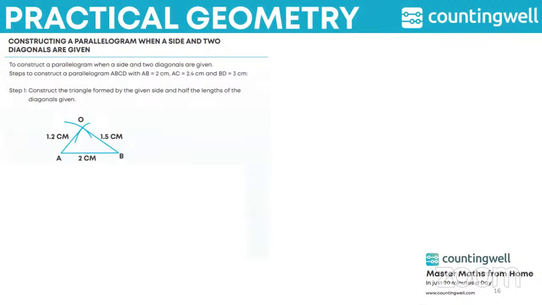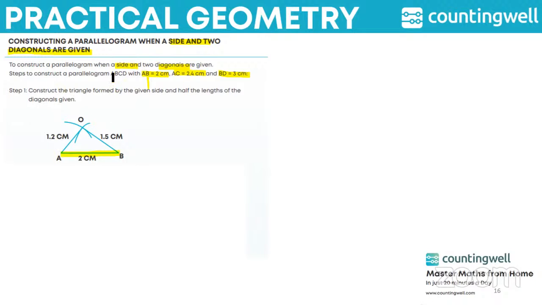Now let us see constructing a parallelogram when a side and two diagonals are given. So when a side is given and two diagonals are given, you can find its opposite side also. So if AB is 2 centimeter and AC is 2.4 centimeter and BD equals to 3 centimeter, we will construct the triangle formed by the given side and half the length of the diagonals given. So let us take one side AB.